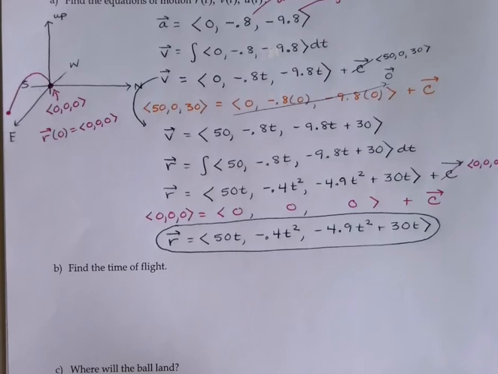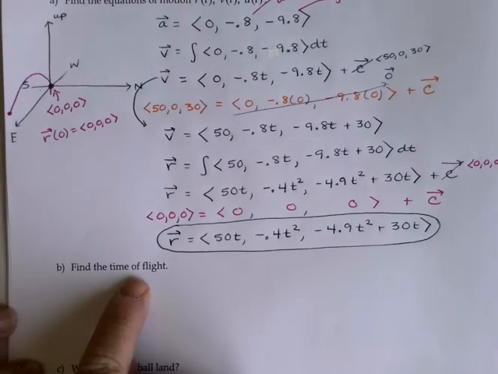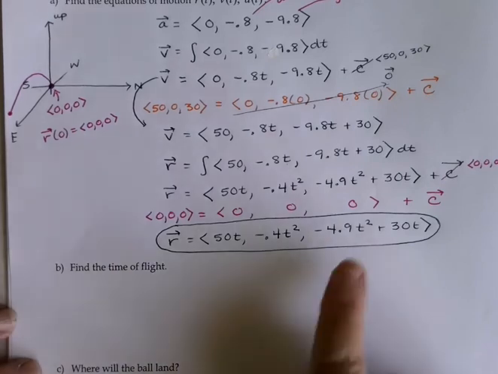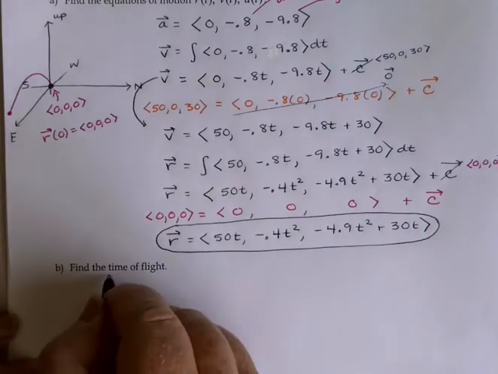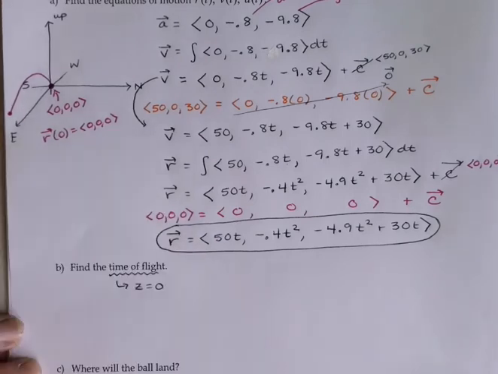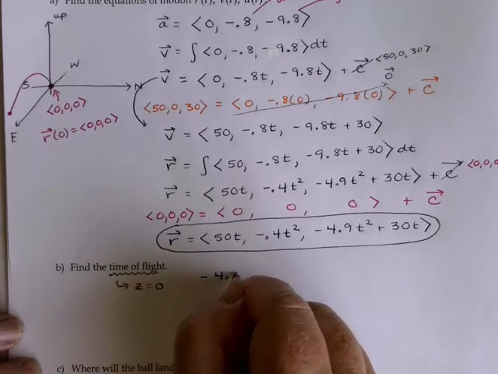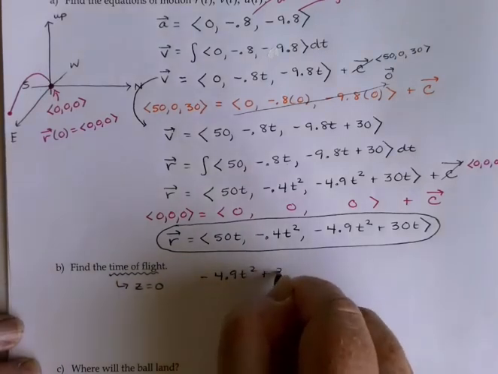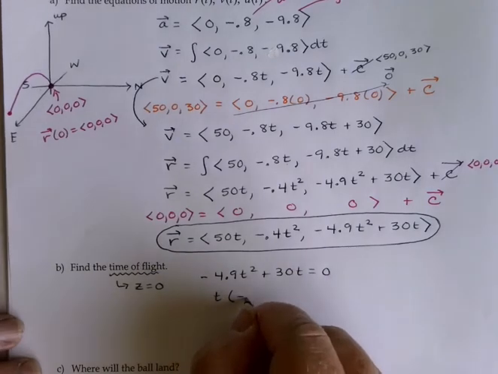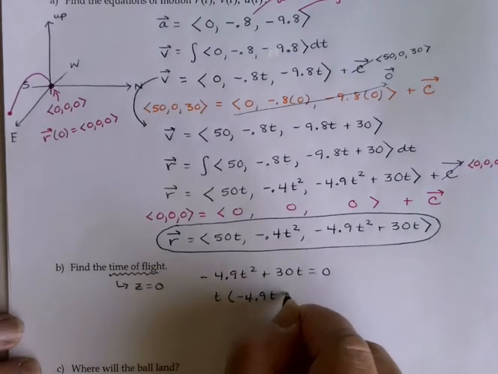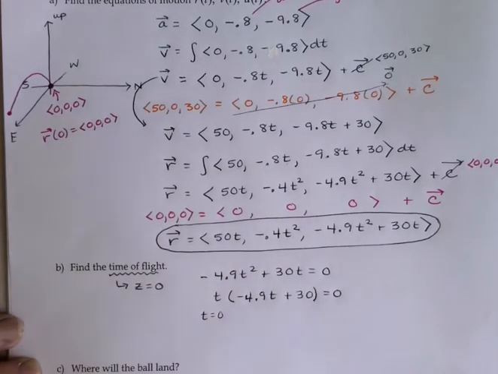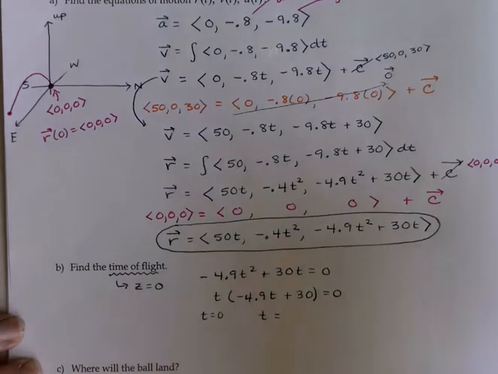First of all, the time of flight. Time of flight would be when the ball lands on the ground. And notice that the vertical component this time is the z value. So the time of flight we're going to figure out by setting z equal to 0. And of course, t equals 0, that's actually the beginning. So what have I got?